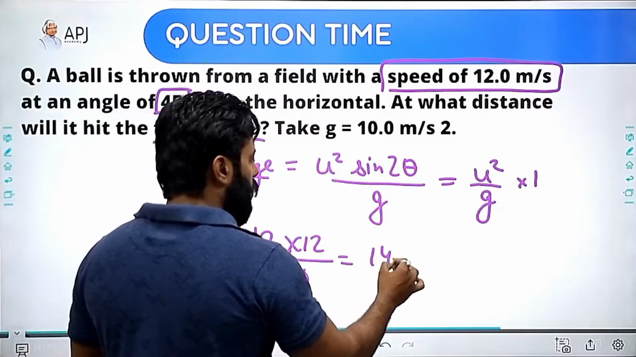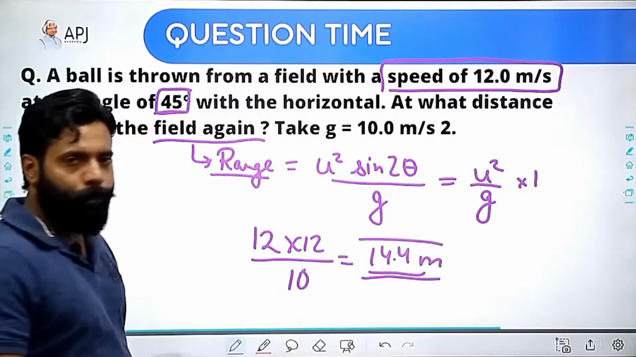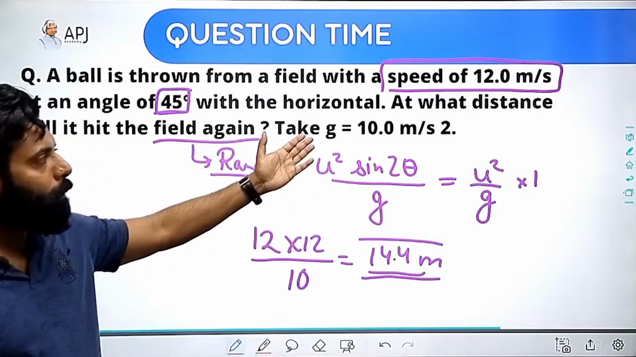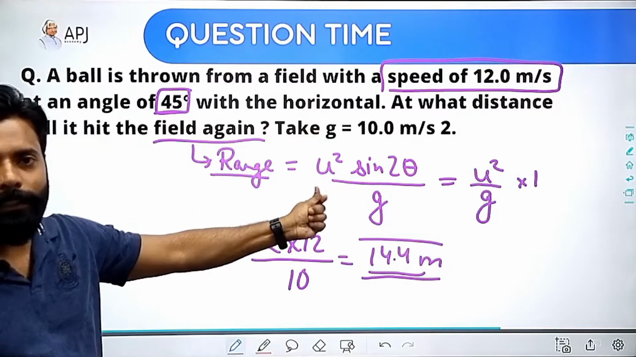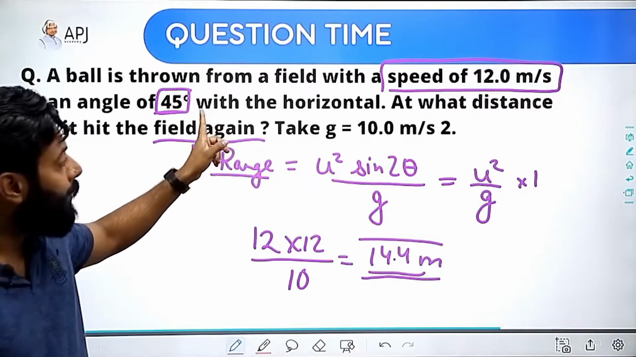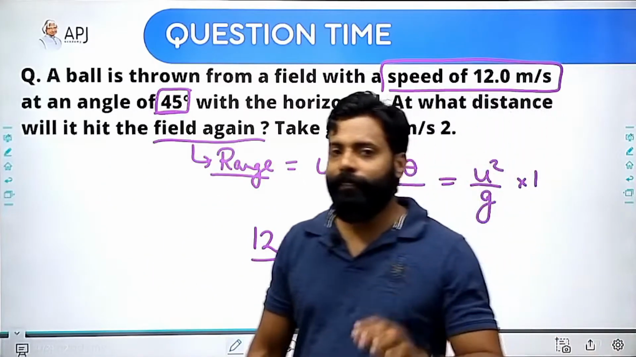So it is 144 divided by 10. It will give you 14.4 meter. I hope so. And when you are in your practice zone, then you will be able to solve this question in a few seconds, because you know what maximum range can be attained by a projectile at a 45 degree angle.